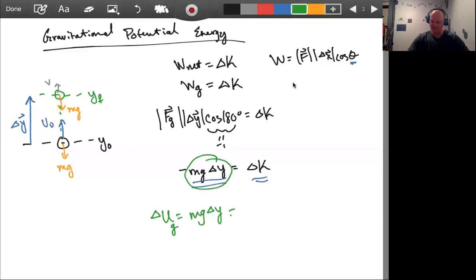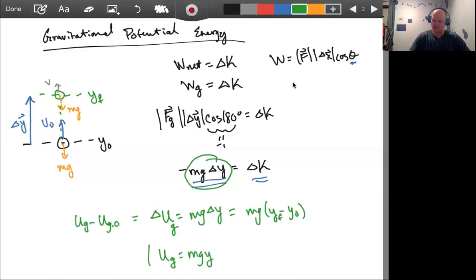Or if I wrote this out, this is going to be mg times the final height minus my initial height, which is then equal to, on the left-hand side, my final gravitational potential energy minus my initial gravitational potential energy. Now, if I identify the two sides together, what this tells me is that my gravitational potential energy must be simply equal to mgy. So this is what we call our gravitational potential energy.